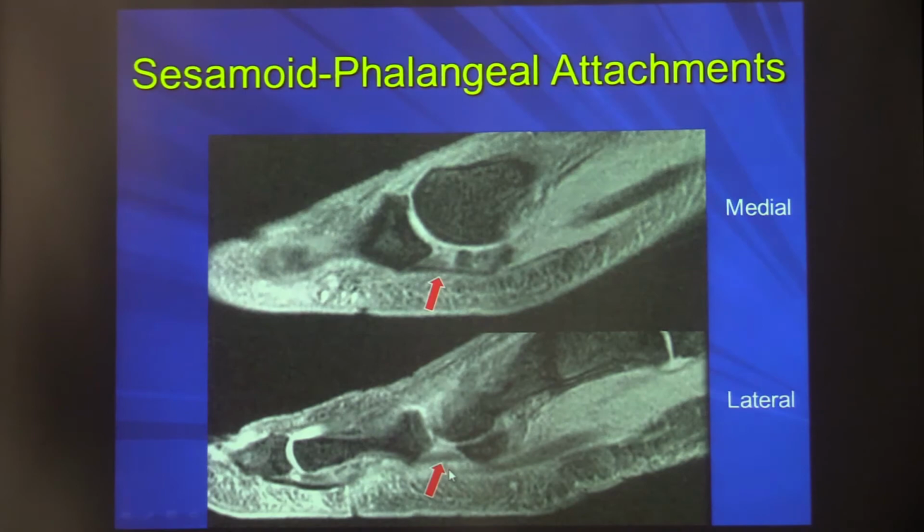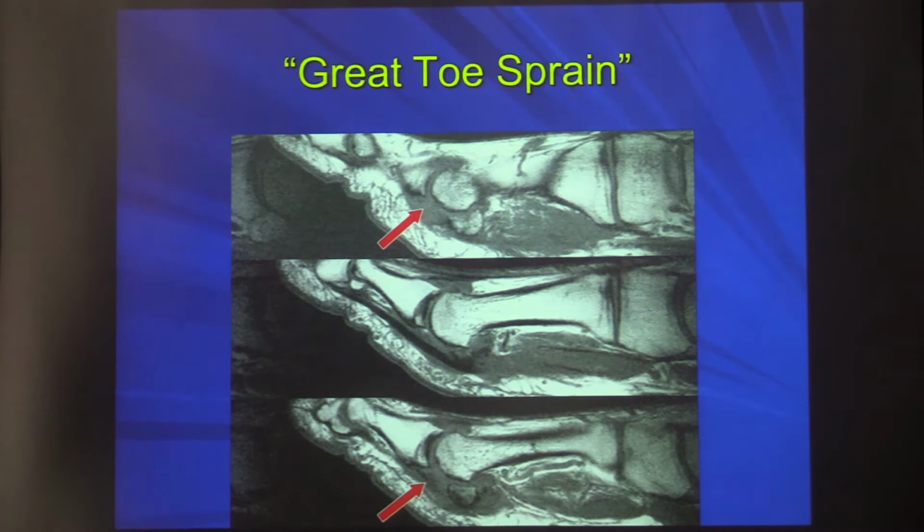Contrast this with this case of a patient with a great toe sprain. The first thing to notice is that the sesamoid is retracted proximally. That gives you a clue that there's something going on. And this sesamoidal phalangeal attachment is gone. It's amorphous. Now we come to the midline of the toe, and the FHL is unaffected. Then we go by the lateral part of the toe, and here's the lateral sesamoid pulled way back, and again with disruption of the sesamoidal phalangeal attachment.